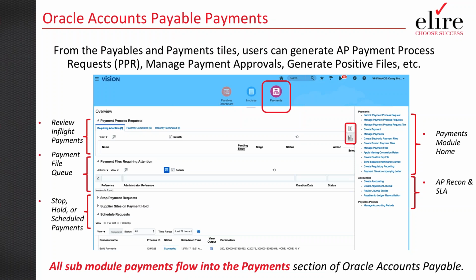Or if I move over to the left side of the page, maybe I want to see what kind of payments I have in flight. So what are the payments that are in the middle of the workflow but have not yet generated payment files and been dispatched to the bank?